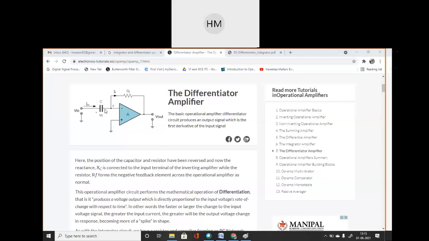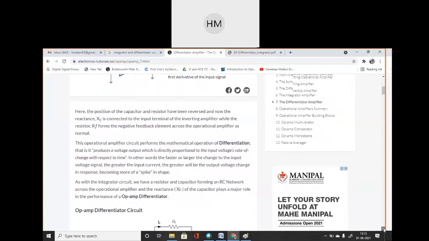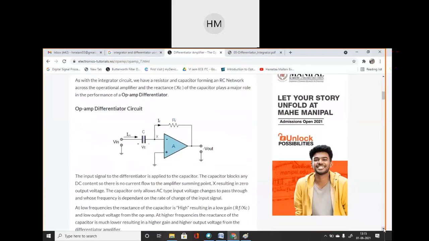What is the capacitive reactance? That is XC. Okay, capacitive reactance, students, it is XC. RF is my resistance. So RF forms a negative feedback element across the operational amplifier. Clear? This operational amplifier circuit performs the mathematical operation of differentiation. That is, it produces a voltage output which is directly proportional to the input voltage's rate of change with respect to time. Is it clear, students? What is the role of differentiation? So now we will see how this circuit works.